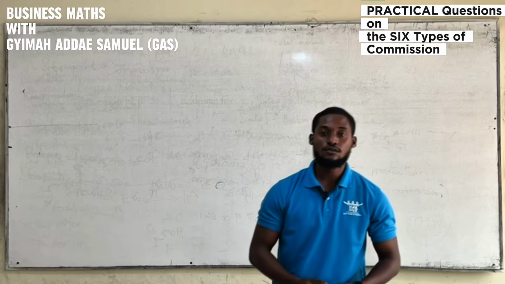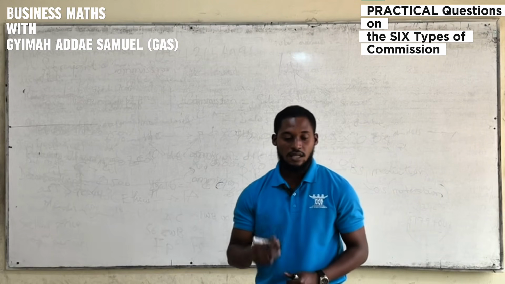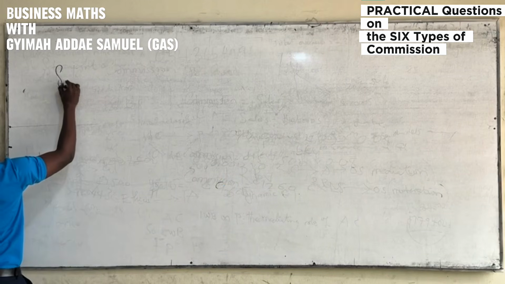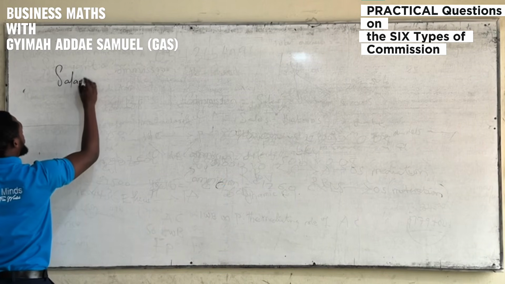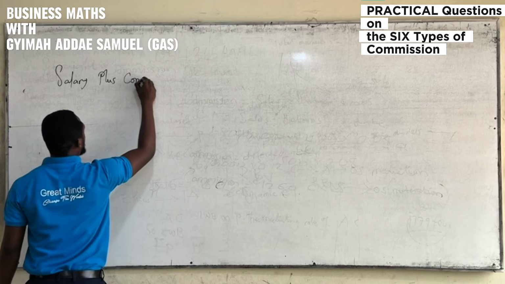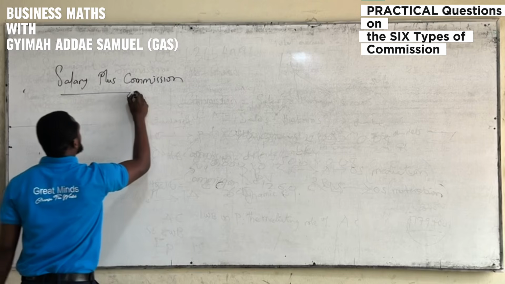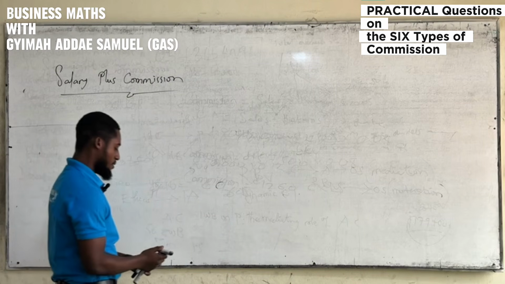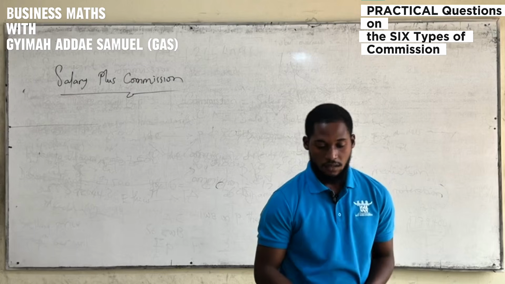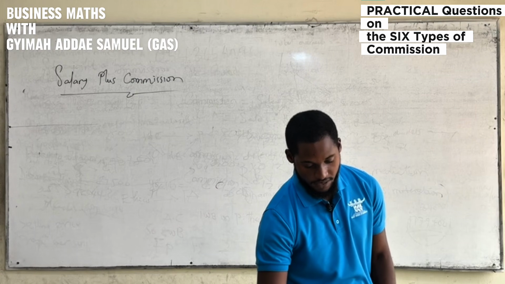So now we move on to the next type of commission, which is salary plus commission. With salary plus commission, we're also going to solve examples under this type.